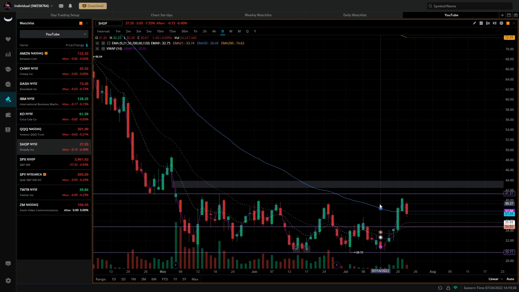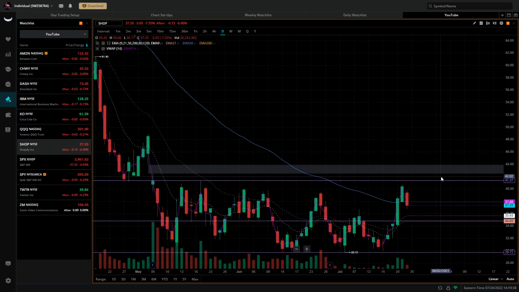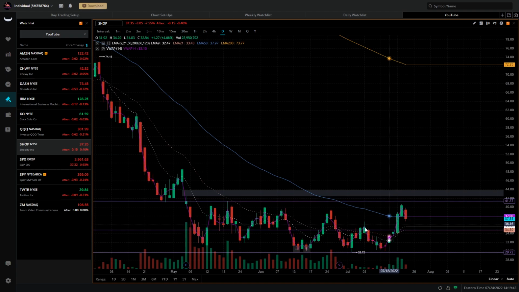I really just wouldn't play Shopify, honestly. Just wait till it goes retest 41 or back down to 29. This is just the middle range. It's just the middle line pretty much, like the median and stuff like that. So that's really it. I mean, it's pretty simple for Shopify.